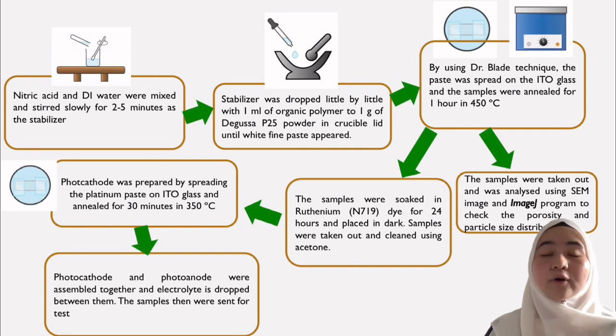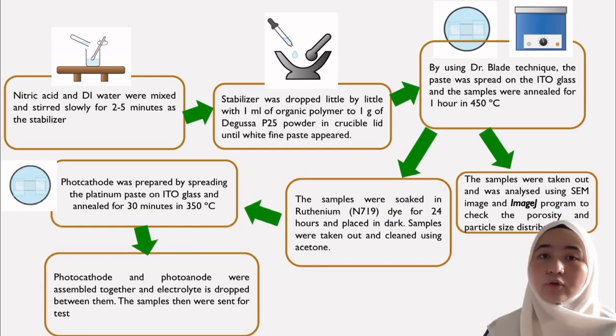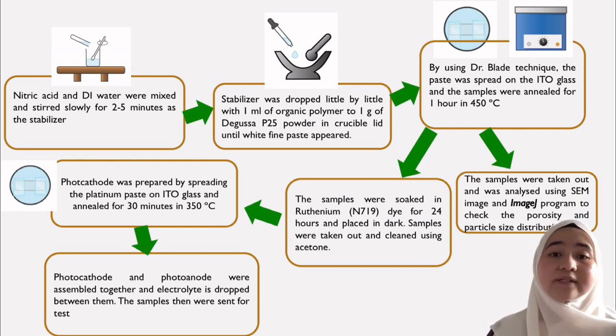And then for the counter electrode, we are using platinum paste, with the same technique as for the working electrode. We use the doctor blade technique where we spread it evenly on the ITO glass and we bake it at 350 degrees Celsius for 30 minutes. And then the photoanode and the photocathode, or the working electrode and the counter electrode, will be clipped together and the electrolyte is dropped between them. And then both of them will be clipped and sent for the electrical conductivity test of the DSSC.